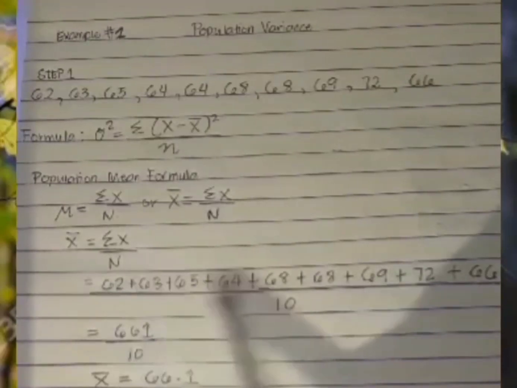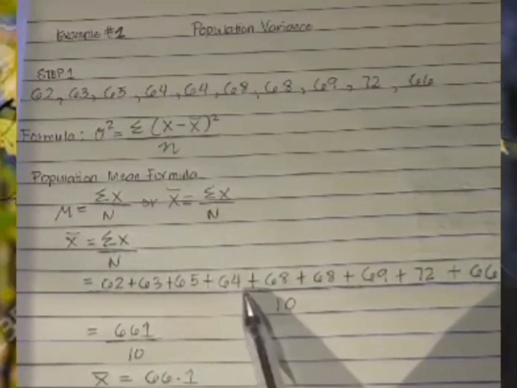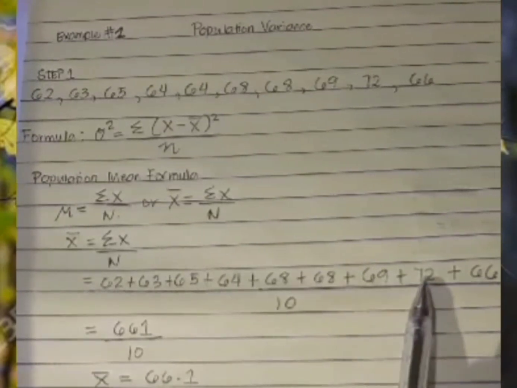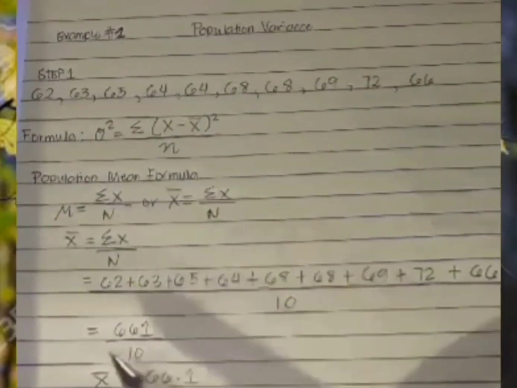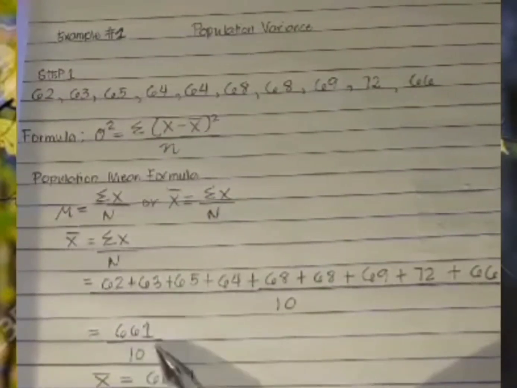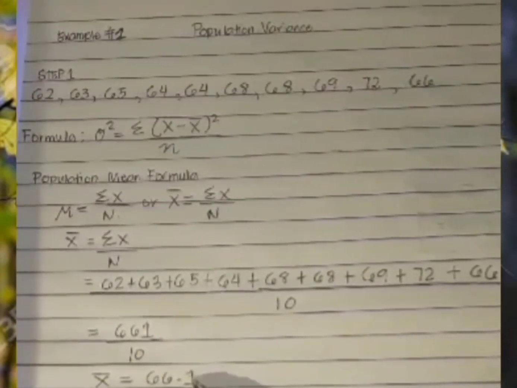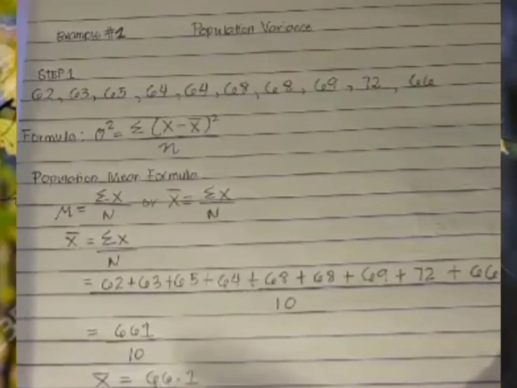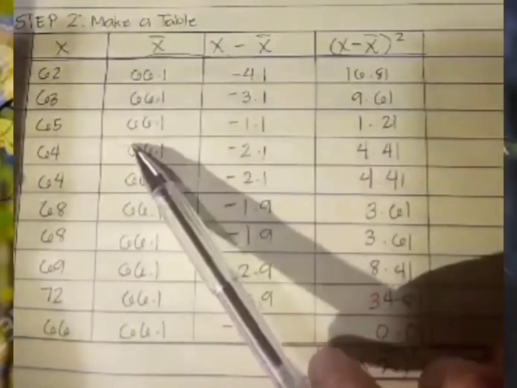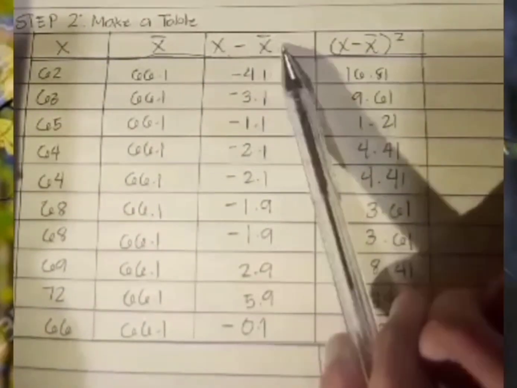So, this is the number given: 62 plus 63 plus 65 plus 64 plus 68 plus 68 plus 69 plus 72 plus 66 equals 661. 661 divided by 10, the answer is 66.1. So, the population mean is 66.1. In this table, we compute the x minus x bar.